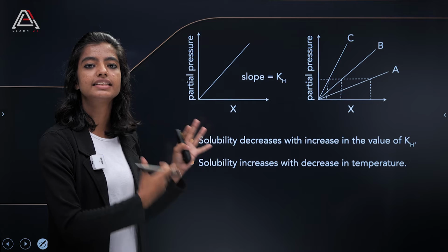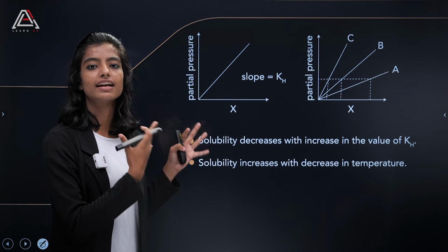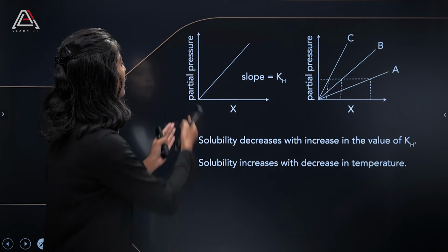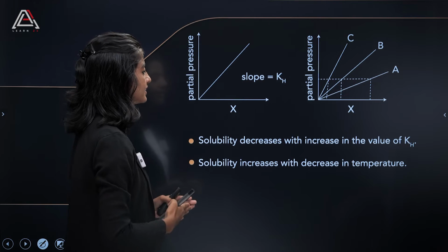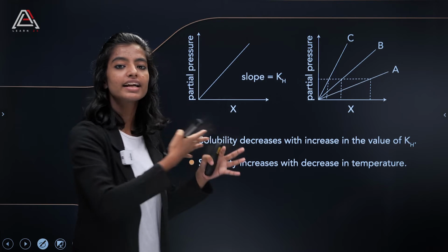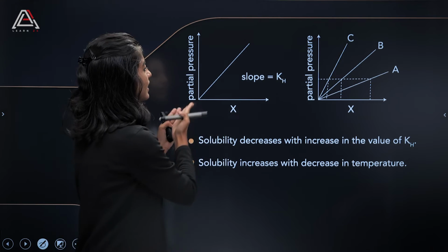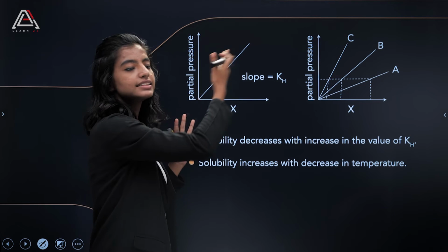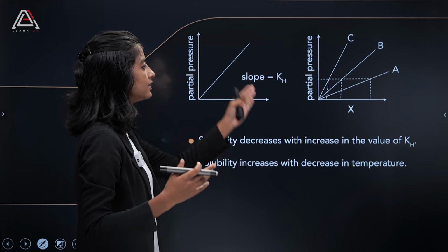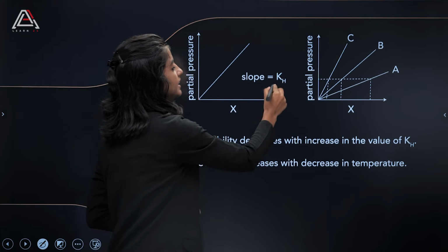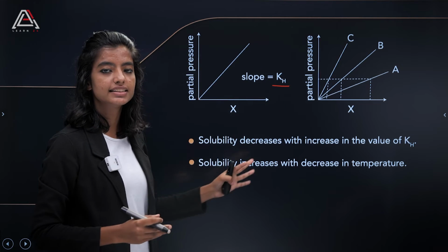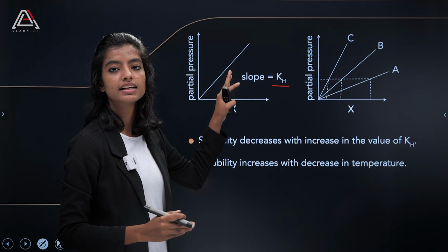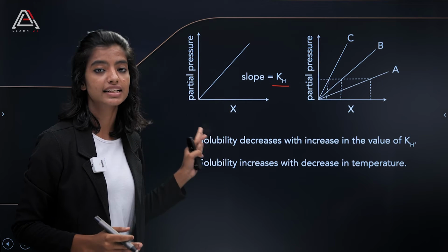Now let's discuss the graph of Henry's law. I took partial pressure on the y-axis and mole fraction on the x-axis. I got a straight line starting from 0. And the slope of this straight line is Kh. This is the graph of Henry's law.